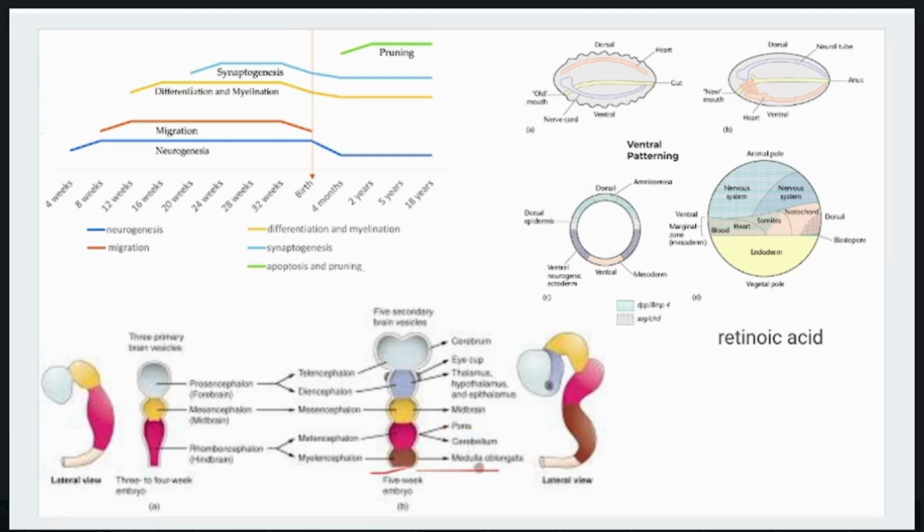Dorsal-ventral patterning of the neural tube is along the dorsal-ventral axis under the influence of the sonic hedgehog gene from the notochord and floor plate, which is ventral, and bone morphogenetic proteins, BMPs, from the roof plate, which is dorsal. Sonic hedgehog induces the formation of motor neurons in the ventral spinal cord, while BMPs promote the development of sensory neurons in the dorsal region.